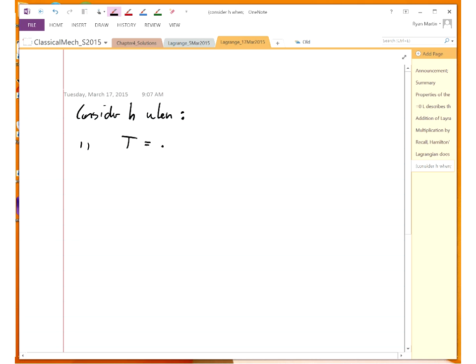So we're going to assume that the kinetic energy T can be written as a sum over two different indices, J and K, of A_JK, Q_J dot, Q_K dot. So we're going to assume that T is quadratic in the velocities. And so we know it's quadratic in the velocities in Cartesian coordinates, right? And we know it's in polar and spherical as well. But this is often true. It's not always true, but it's often very true.